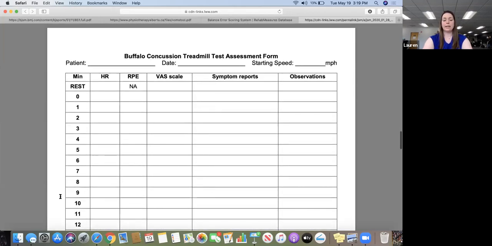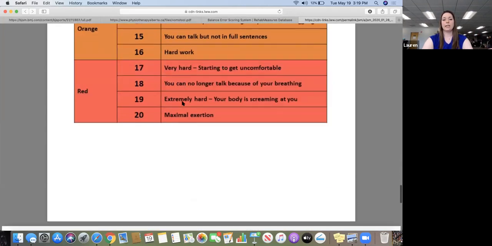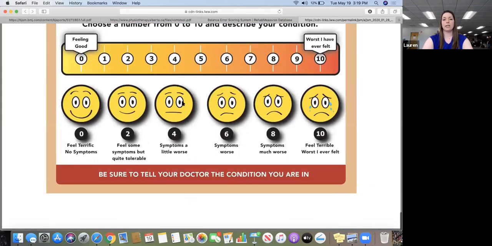But here's what you're filling out. Starting at minute 0, we want to see what their heart rate is when they're first starting, so not resting heart rate. As soon as they start walking on the treadmill, we want to get what their heart rate is. And then the RPE and VAS scales, which are handy right here to print out if they are needed.